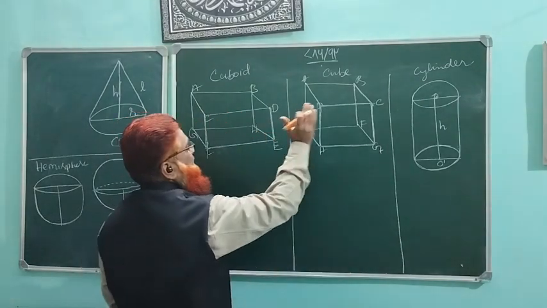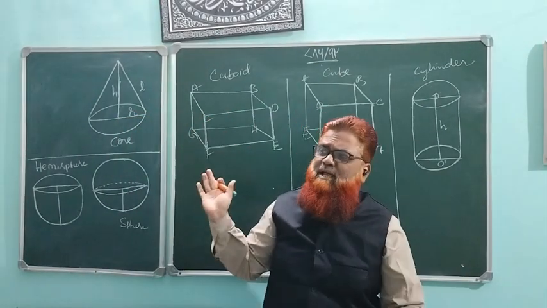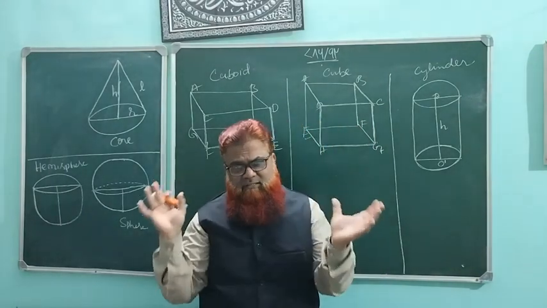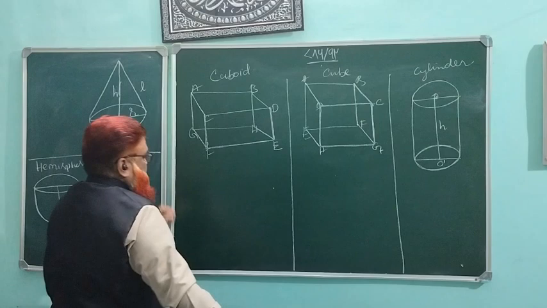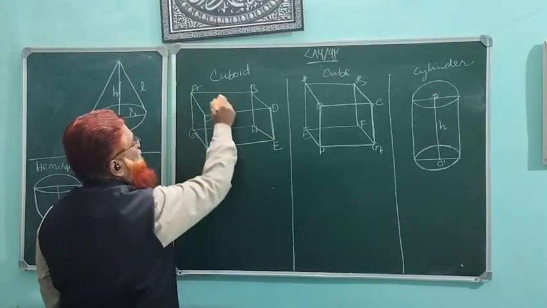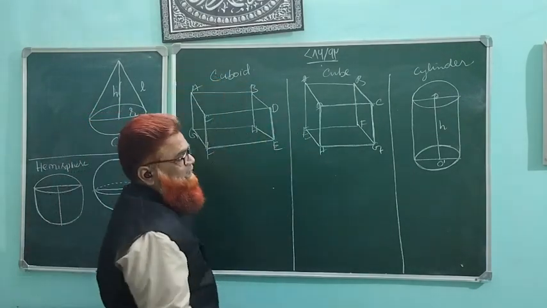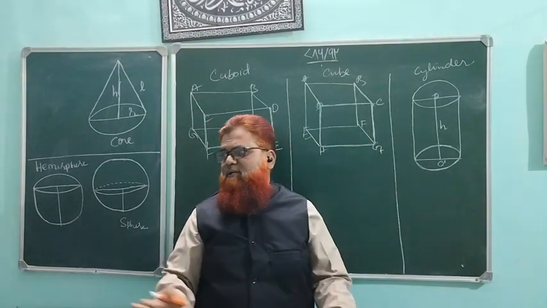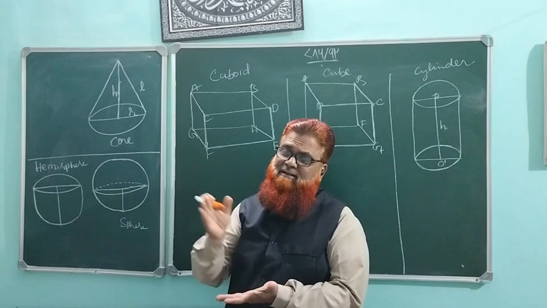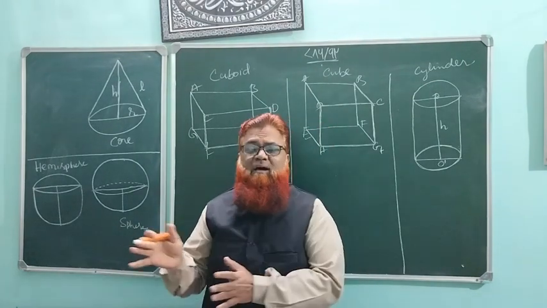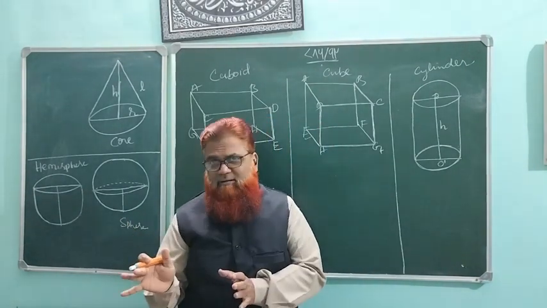This is the surface areas and volumes of three-dimensional figures. Among these figures, my first figure is the cuboid. What is a cuboid? A cuboid is a three-dimensional figure which has three dimensions, length, breadth and height, each of them different in measurement.